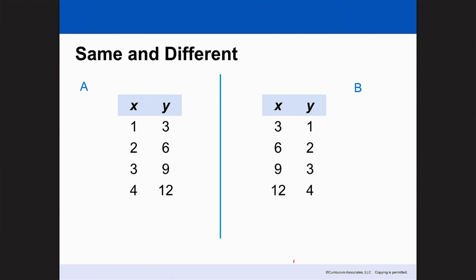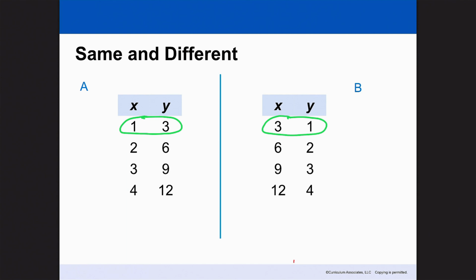Are these the same ratios? Well, let's look at this very first one, and I'm going to circle it in green, 1 and 3. Are these the same ratios? A lot of people would say yes, because they have the same numbers. There's a 3 and a 1 and a 1 and a 3.